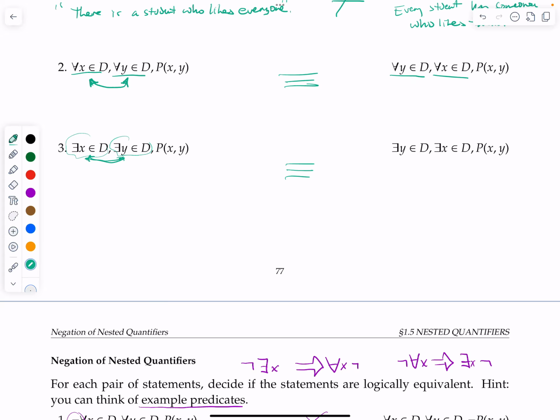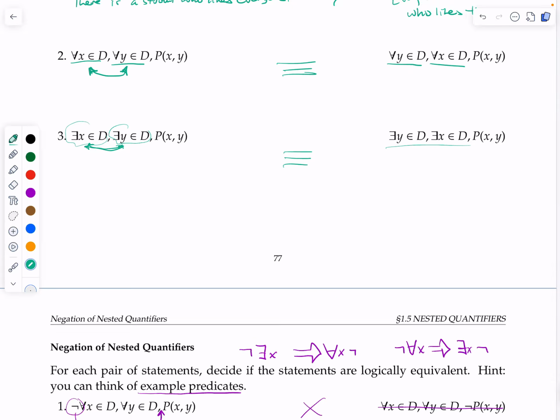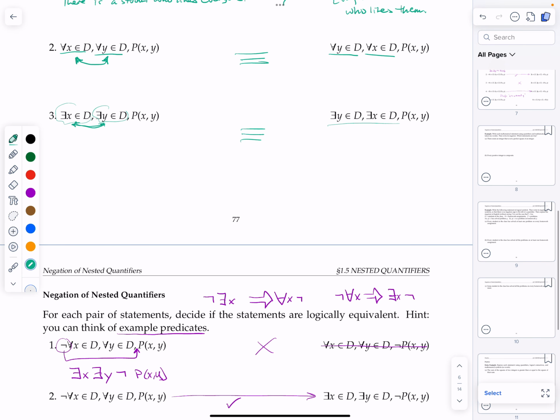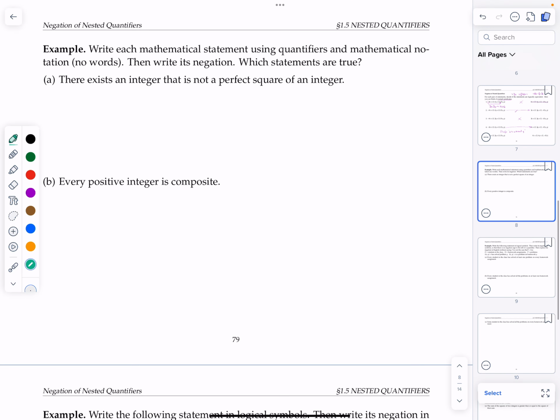Those can be swapped. So there is a student, and there are two students where one of them likes the other one. And this means exactly the same thing. You're just changing the emphasis, but it's the same statement. All right, let's go find the rest of the pages that we haven't done. Ooh, there's quite a few. Well, I'll do as many as I can endure.